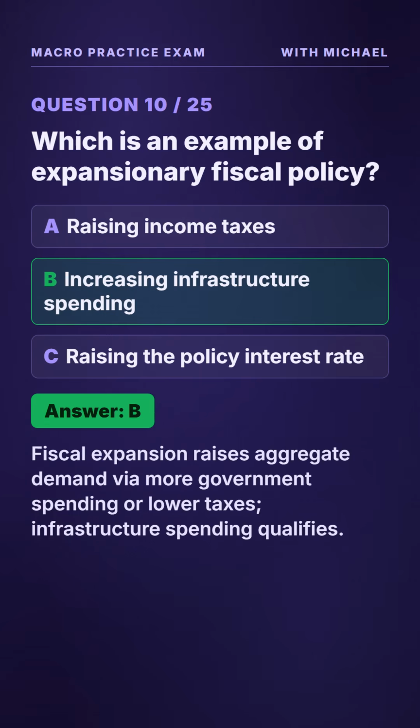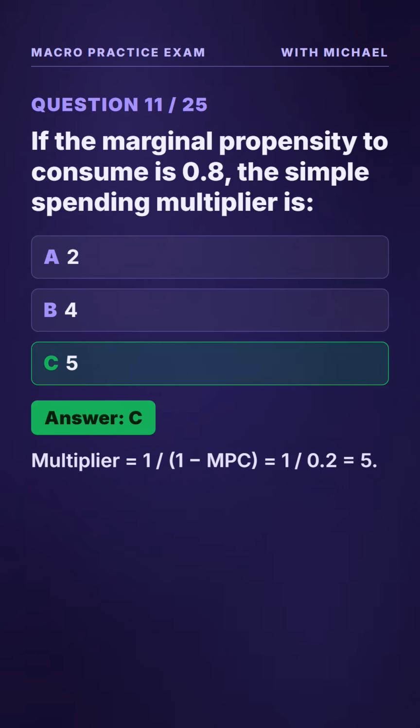Question 10. The correct answer is B. Fiscal expansion raises aggregate demand via more government spending or lower taxes. Infrastructure spending qualifies. Question 11. The correct answer is C. Multiplier equals 1/(1 minus MPC) equals 1 divided by 0.2 is equal to 5.